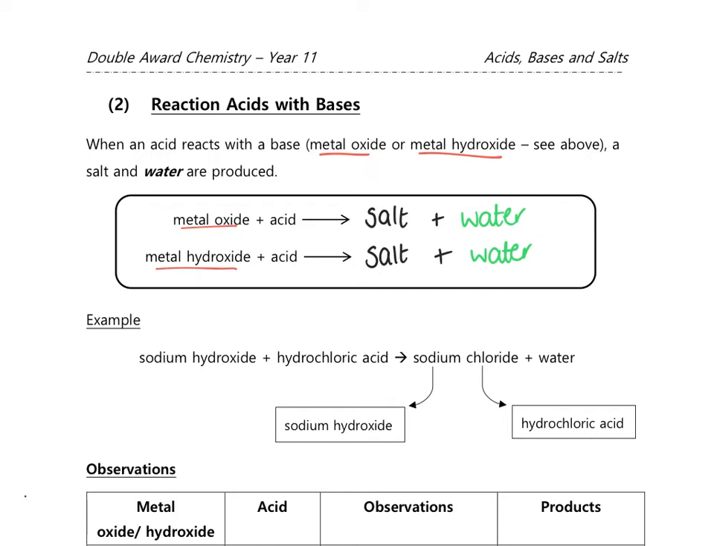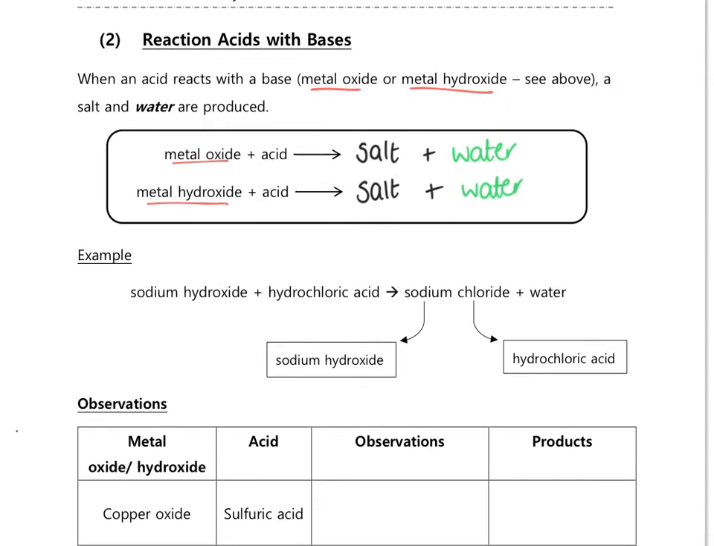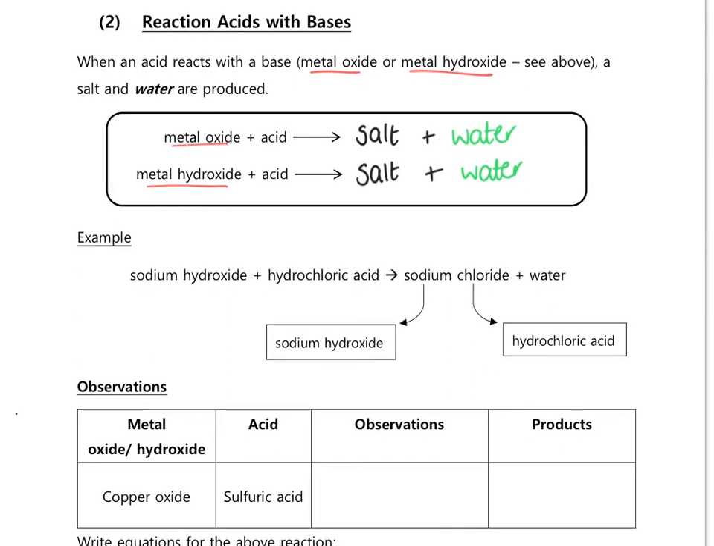How we name that salt is exactly the same way as before. We take the first part of the name from the metal, second part of the name from the acid, but it changes its ending. So you can see here I've got the reaction of sodium hydroxide and hydrochloric acid. If I am naming my salt, the first part of the name comes from the metal. I ignore the hydroxide part. So you can see the first part of the name is sodium. And the second part of the name comes from the acid. And remember, the acid changes its ending. Hydrochloric acid changes to chloride.